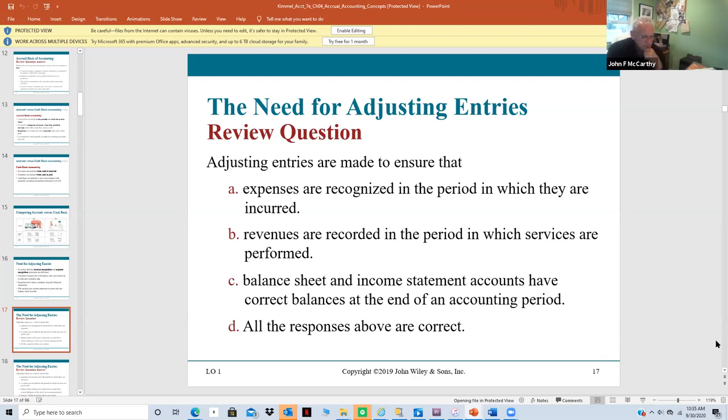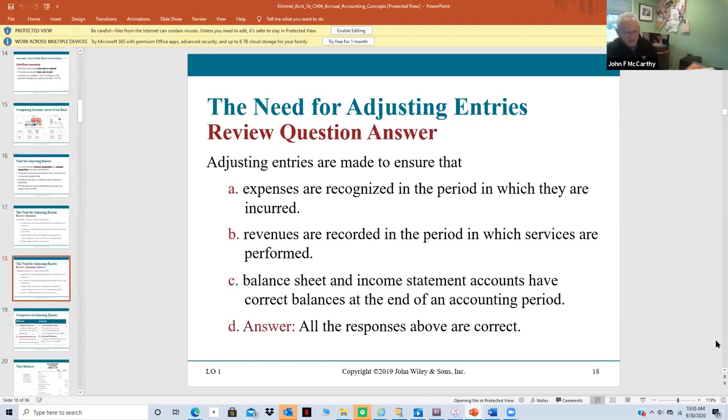Take a look at this, but it looks like all the responses above are correct to me. Right? These are all GAAP, or generally accepted accounting principle, concepts. All right? Remember these concepts.